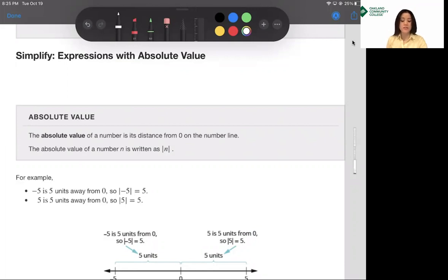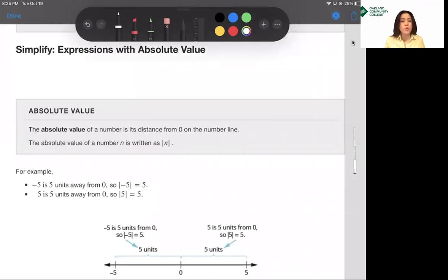Today's objective is to simplify expressions with absolute value. So we saw that numbers such as 2 and -2 are opposites because they are the same distance from 0 on the number line. They are both 2 units from 0. So the distance between 0 and any number on the number line is called the absolute value of that number.